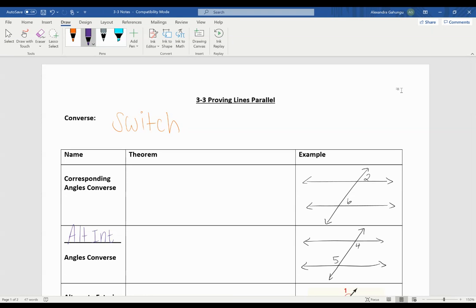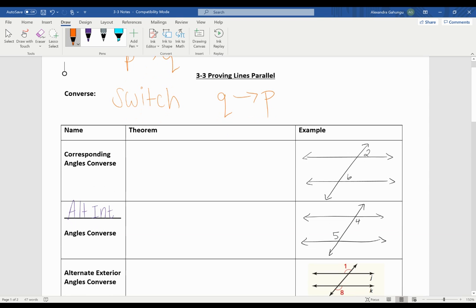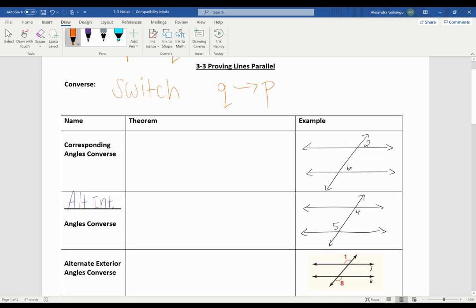Okay, so now we're looking at proving lines parallel, and what we're going to use is the converse of all of our statements. And remember, the converse was if we had P then Q, the converse was always we switch, and we would write if Q then P. So now we're going to take the converse of all of those theorems that we did with our special angles and switch them. So now we're going to use congruent angles to decide if lines are parallel. So our corresponding angles converse is going to do just that.